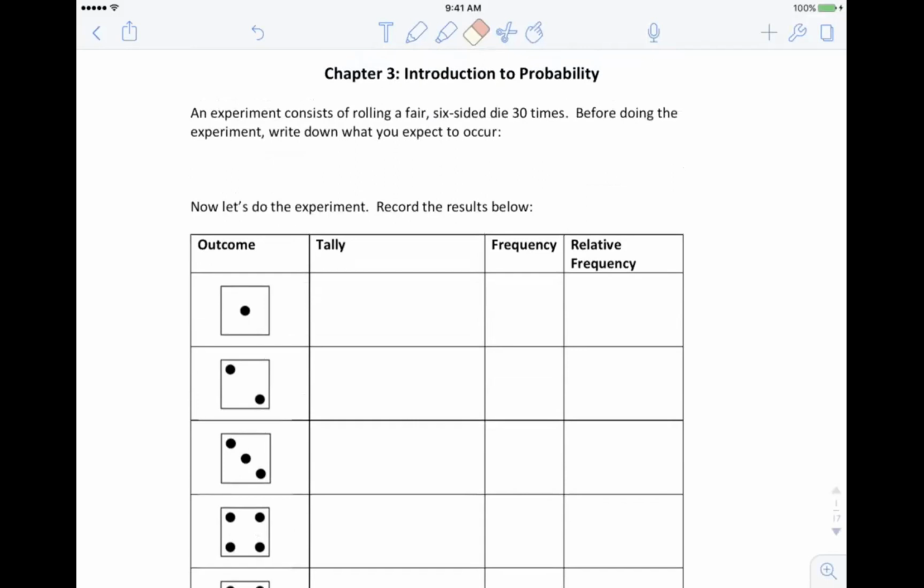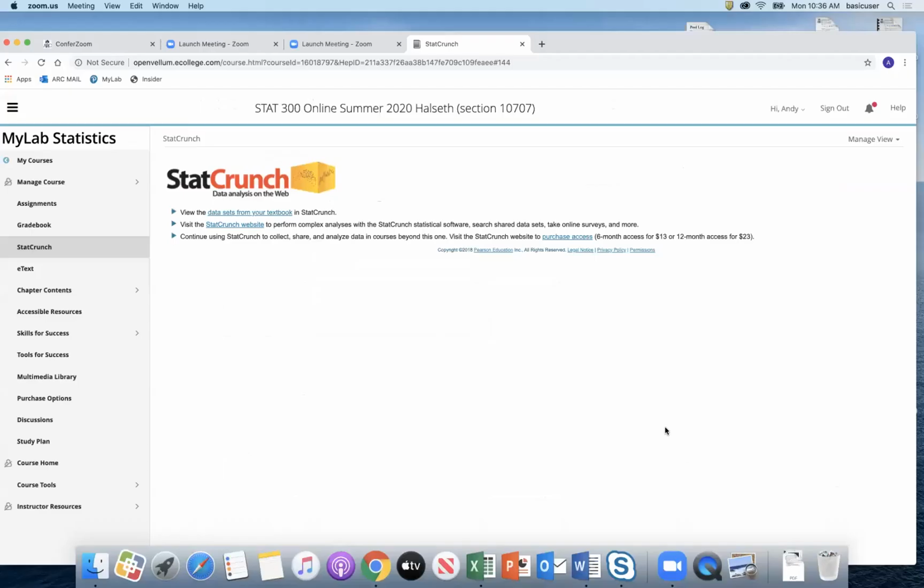Otherwise, I'm going to use some simulation in StatCrunch to roll the die. Okay, so if you want to try this on your own, you can. You have access to StatCrunch.